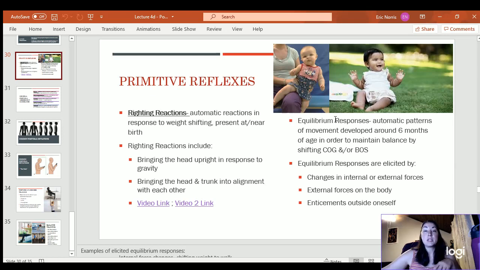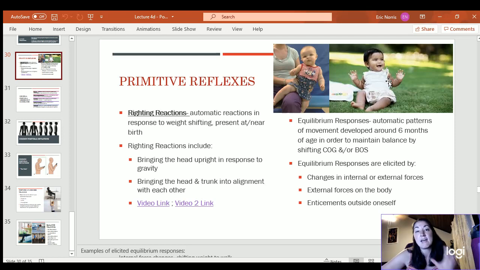And then the equilibrium response. So these are automatic patterns of movement. They start to develop around 6 months old that help you maintain balance and shift your center of gravity over a base of support. So that's why typically a child will begin to sit upright at around 6 months old. Whenever you try and sit them upright at a younger age, for one, they don't have the core strength to be able to maintain that position. And two, they also don't have these equilibrium responses that help them shift their weight to stay upright. And so most of the time they just kind of tilt back and eventually fall over.